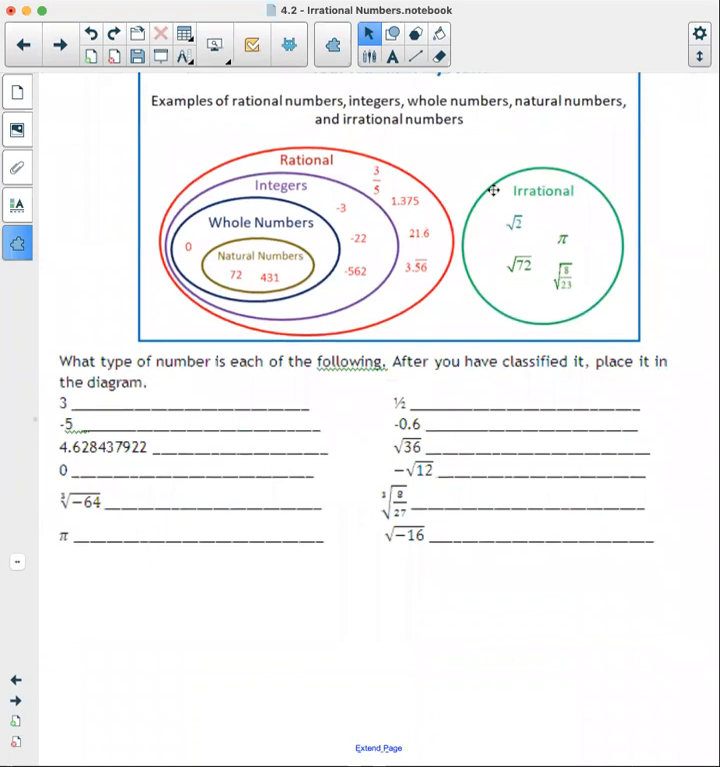Okay. So we're going to go through these numbers on the list, and if you feel like you're able to do this on your own, feel free, and then go ahead and check your answers once you've done this on your own. Okay. So number 3, so this is a natural number. It's a whole number. It's an integer. And it's rational.